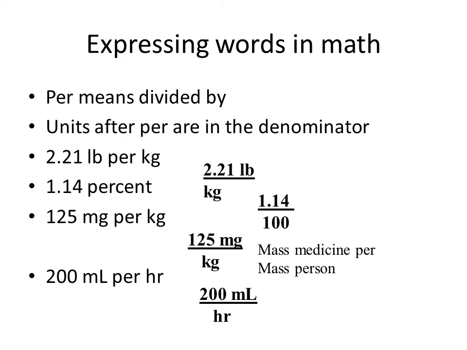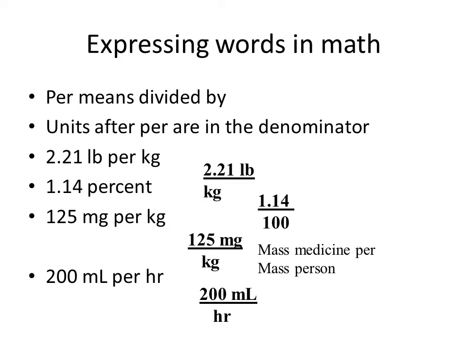Per even means divided by in percent. Per cent means per 100, and you can see right over here, this is one way of changing 1.14% to a fraction, is to just say it's divided by 100. It makes a lot of sense.